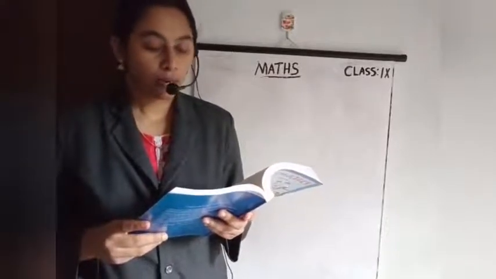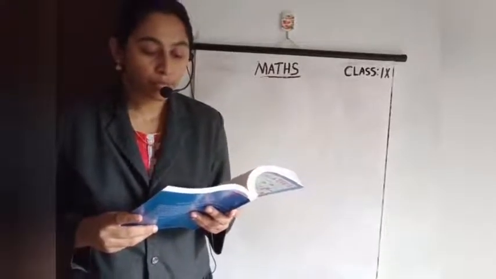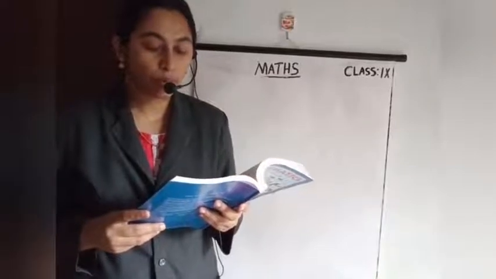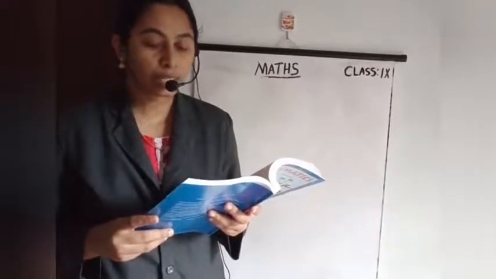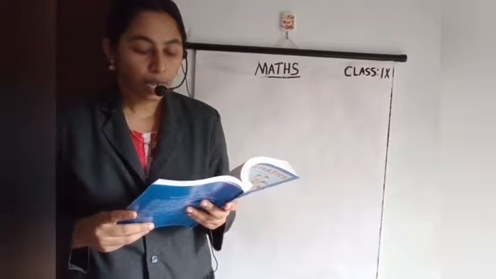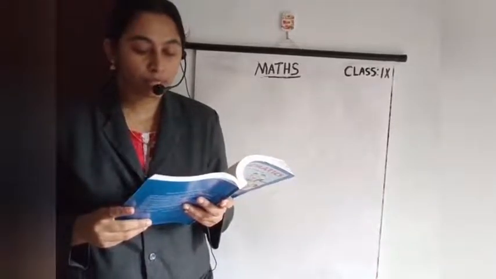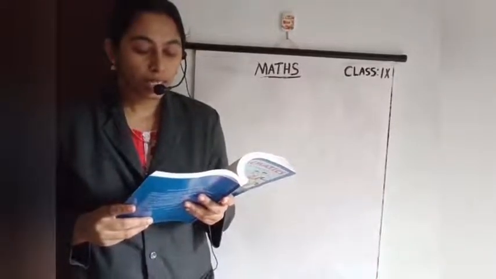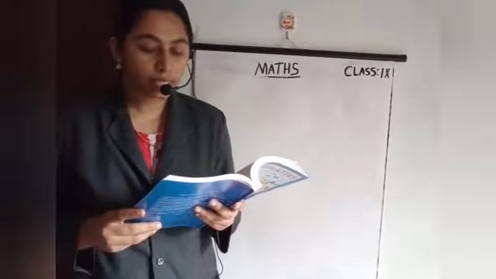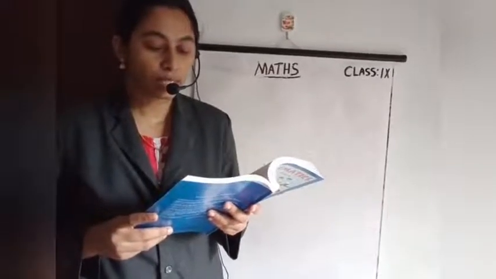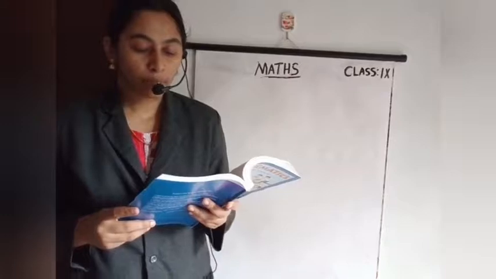Now question 7. The inner diameter of a circular well is 3.5 meter. It is 10 meter deep. Find its inner curved surface area. Second, the cost of plastering this curved surface at the rate of rupees 40 per meter square.